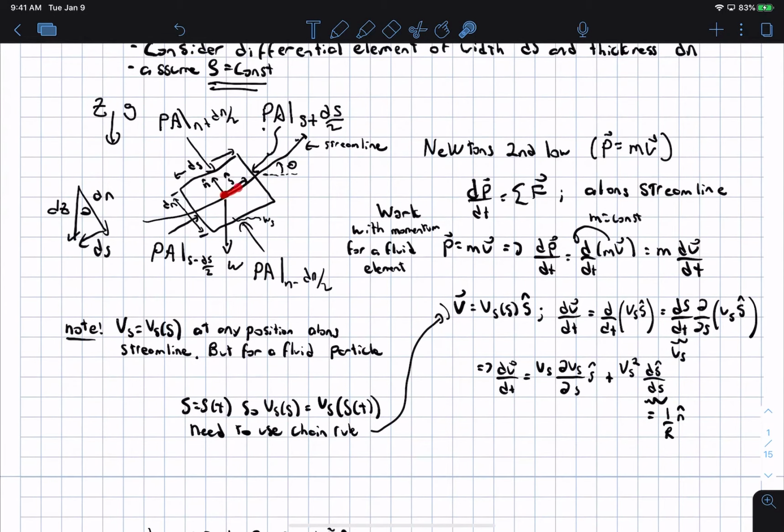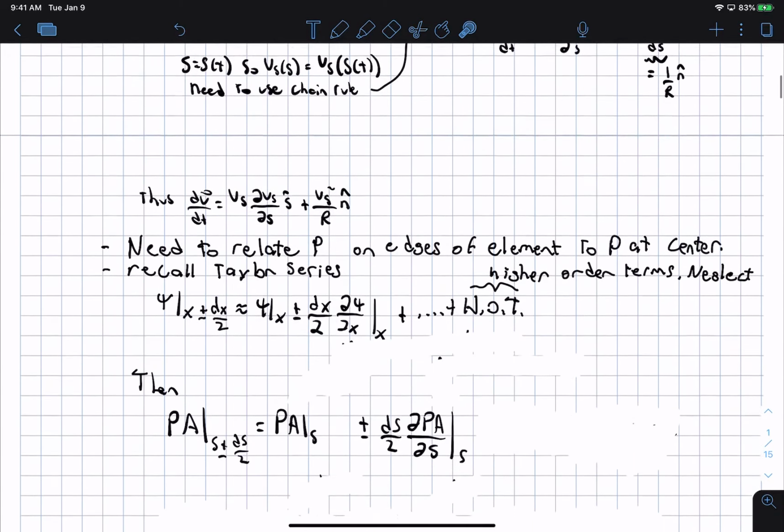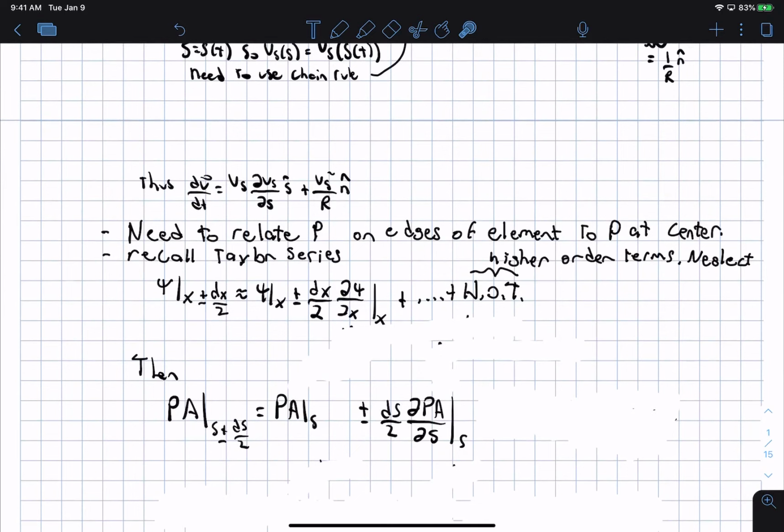So the distance from here to here is ds over 2, and the distance from here to here is ds over 2, just in the reverse direction. So we have that plus or minus the partial of pressure times the area with respect to s, times ds over 2. Okay, and first we need to find what the area is.